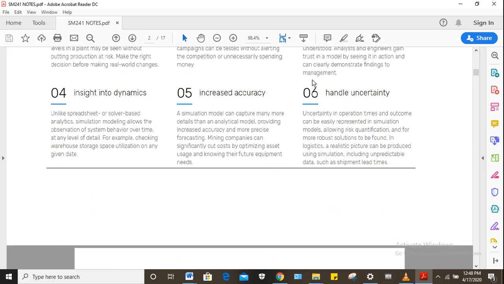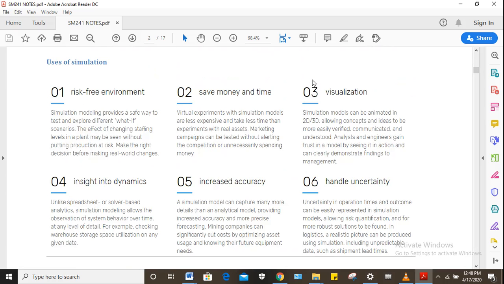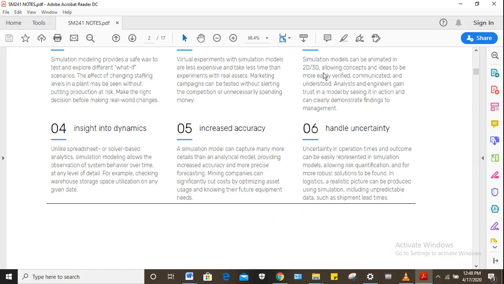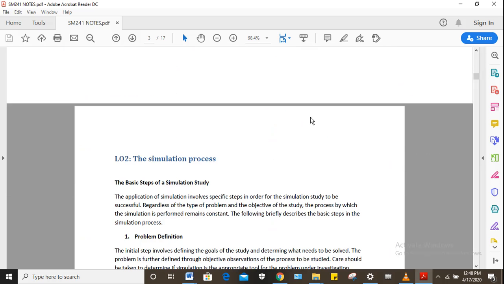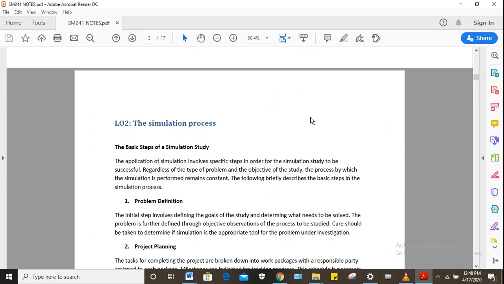So these are the uses of simulation. You can also look at them as advantages of simulation. You need to be able to briefly discuss the 6, or even more that you can find during research. Then in learning outcome 2, look at the basic process of simulation, or the simulation process.